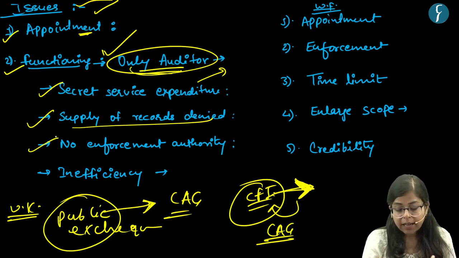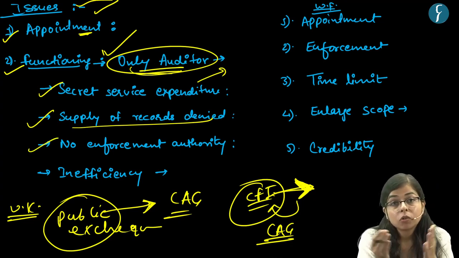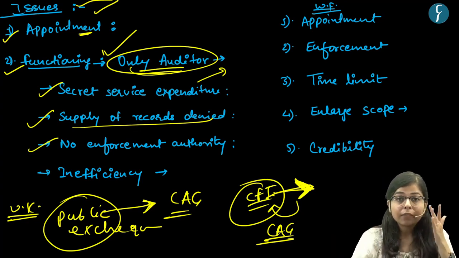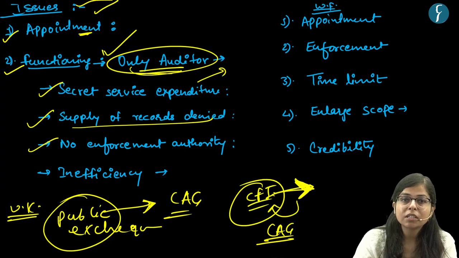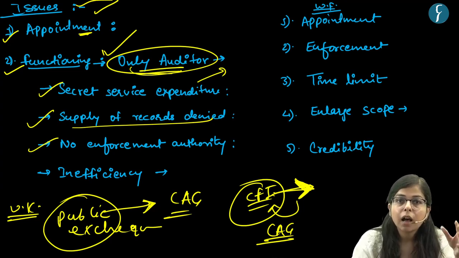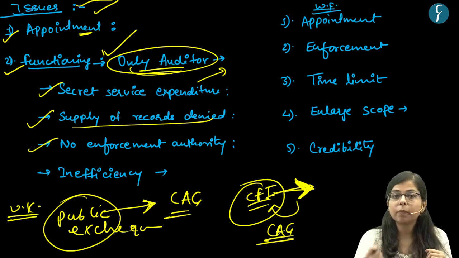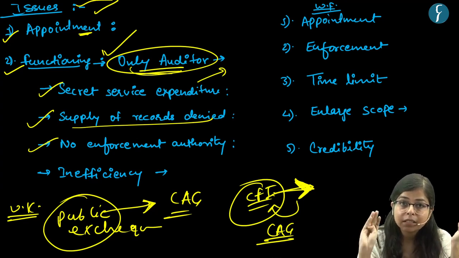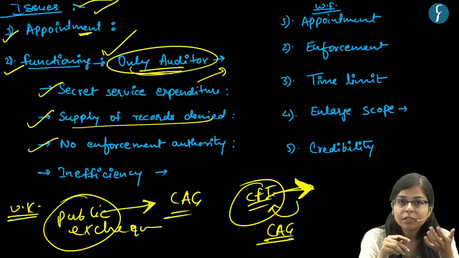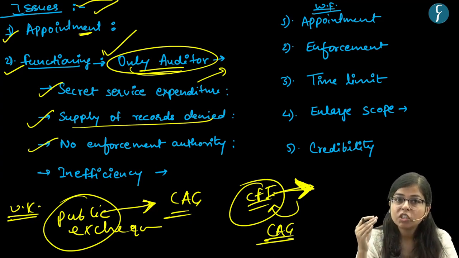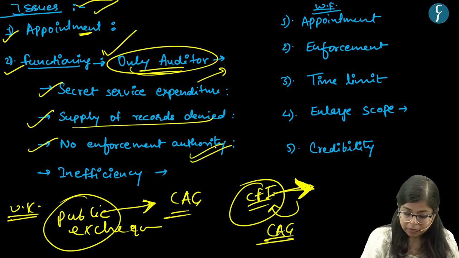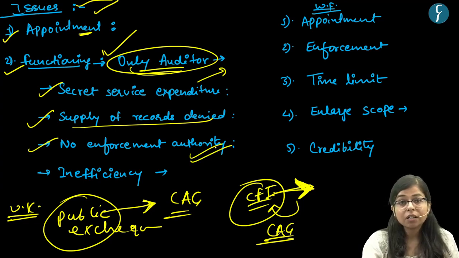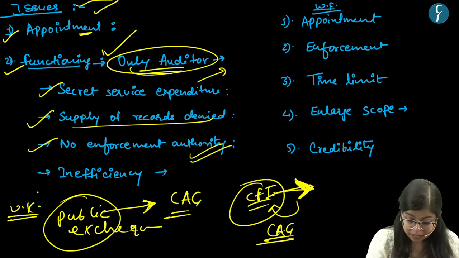Also, CAG has no enforcement authority. Mostly, the reports which are tabled by CAG are just reports, and their recommendations are not implemented by the government, right? Because CAG does not have enforcement power. That is, the recommendations are merely advisory in nature, and that's why sometimes the report may end up in junk files of the government. So as there is no enforcement authority, this undermines the position of CAG, right?